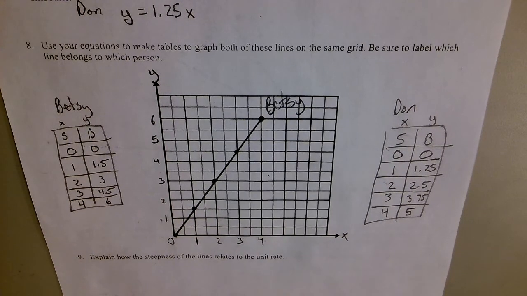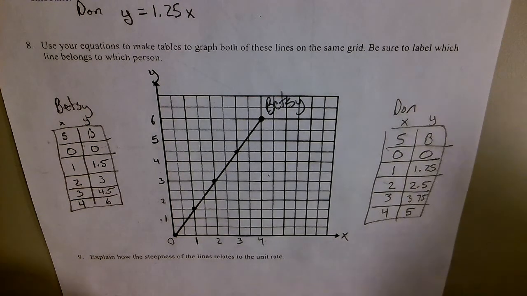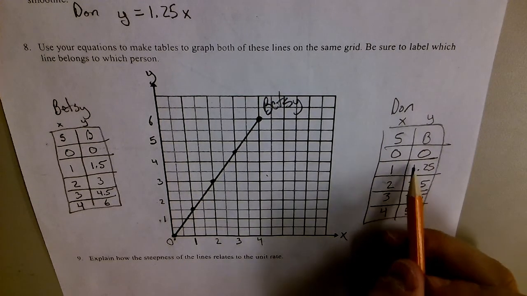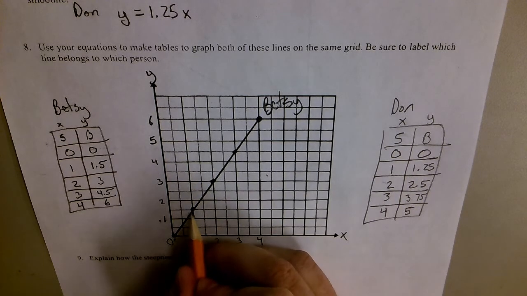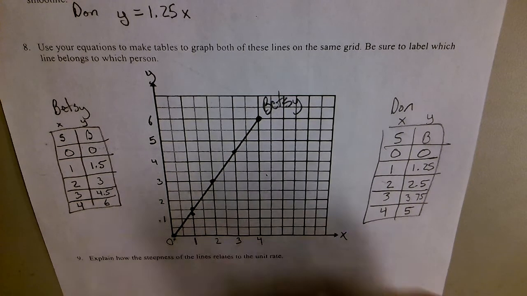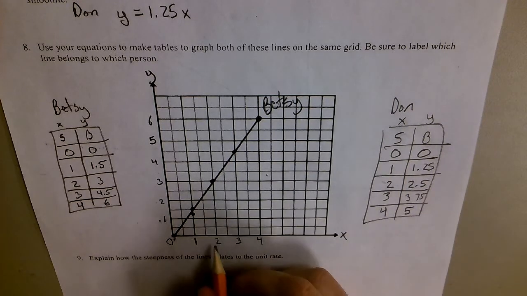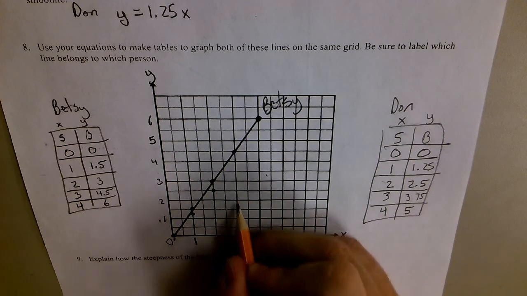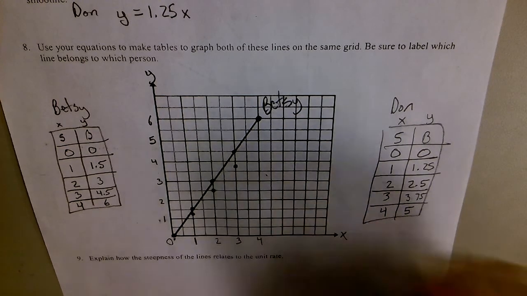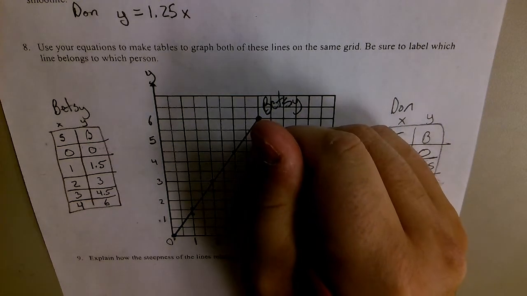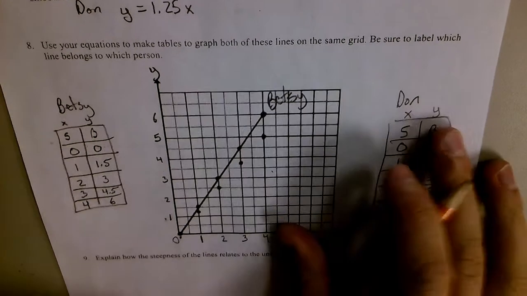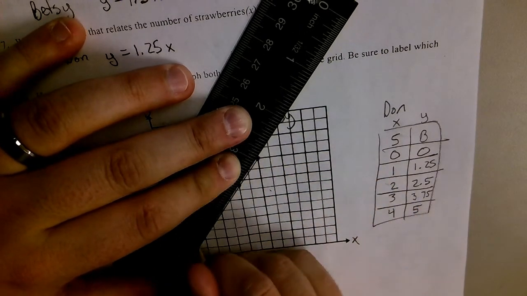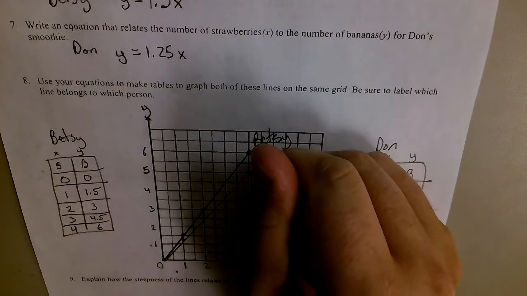Now I'm going to go ahead and draw Don's. So Don starts again at 0, 0, but his is 1.25. So 1, and instead of going all the way up to half, he's going to be just below that at 1.25. Then 2, 2.5. It's going to be right there. 3, 3.75. So 3, 3.5, 3.75 is right there. And then 4, 5. It's right there. Draw that line. And we'll call that Don.